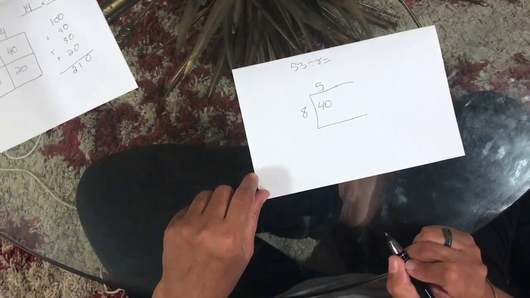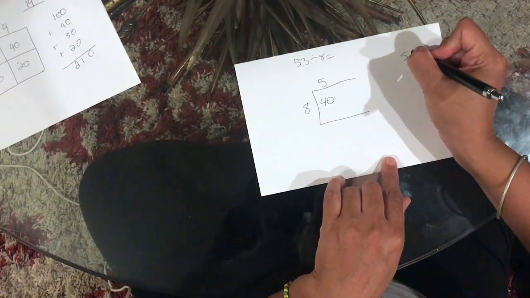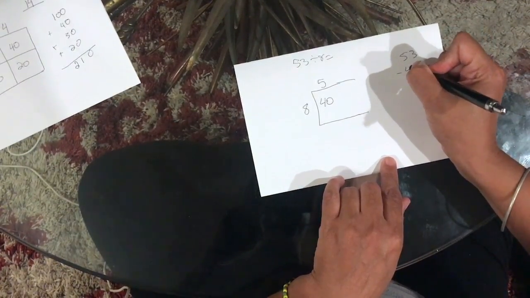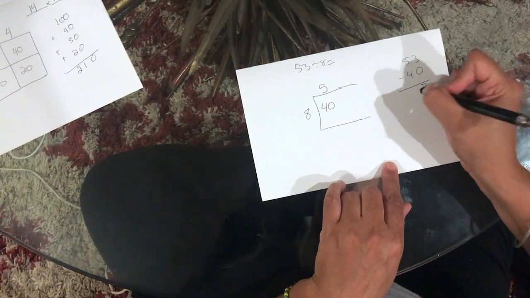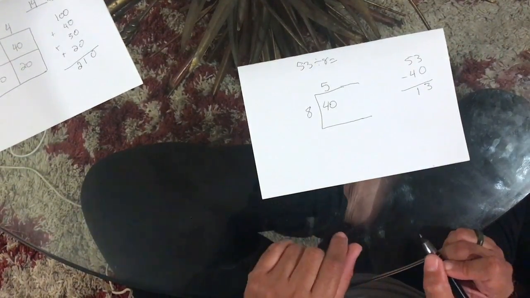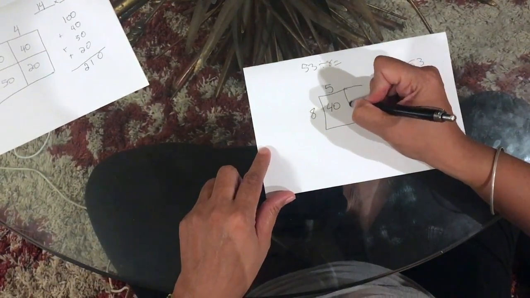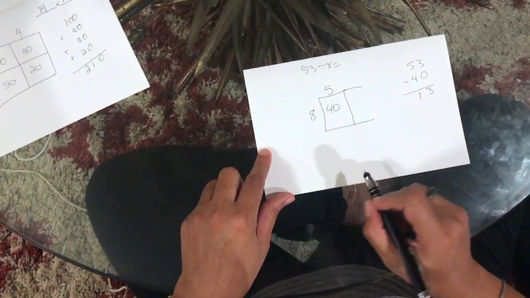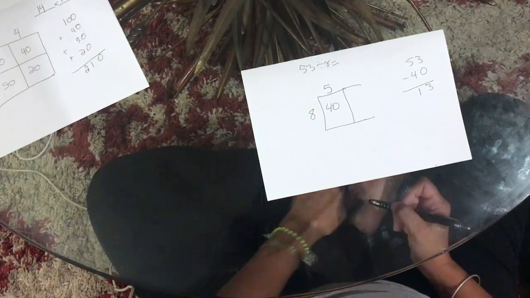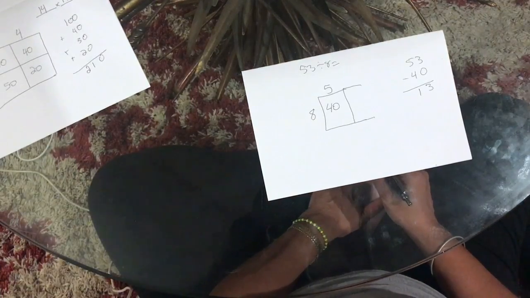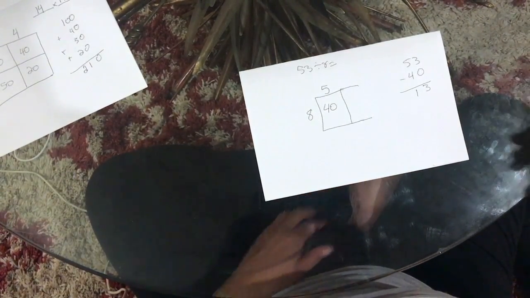So now I'm going to take that 40 and I'm going to subtract it from the 53. 53 minus 40. And I'm going to get 13. All right. So now I say, well, how many times does 8 go into 13? Well, I could say 8 times 2 is 16, but that's too high. So then it only goes in one time.